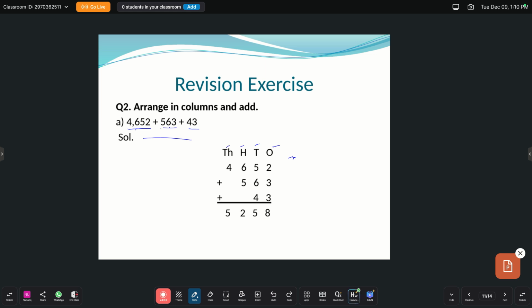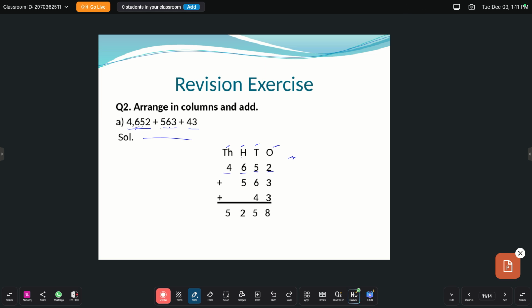Okay. The first addend we will write according to their places. So here we have four places, 4 digits. So we will write it accordingly. At ones place we have 2. At tens place we have 5. At hundreds place we have 6. And at thousands place we have 4.